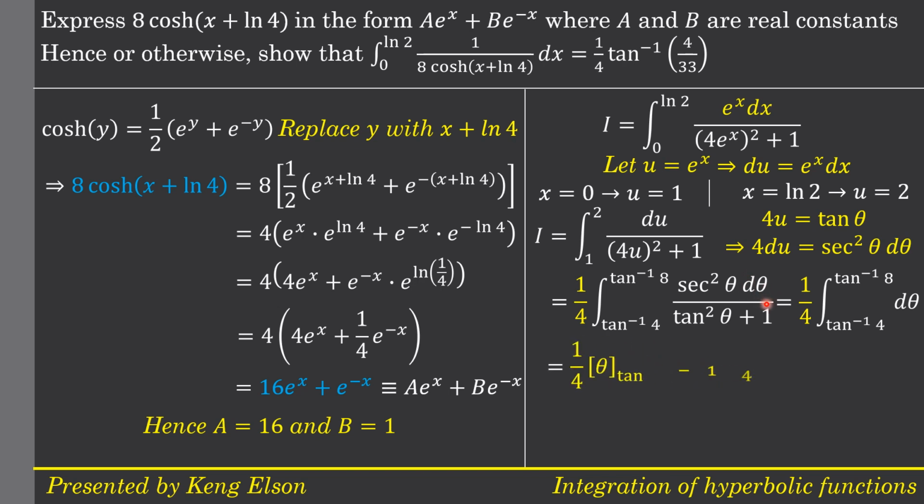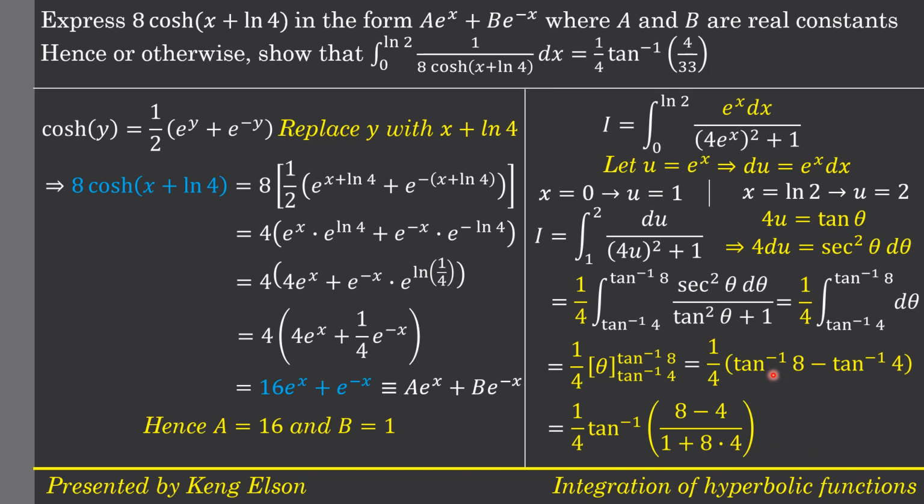Okay, and once we integrate d theta, we get theta. When we fit the limits, we need to take tan inverse of 8 minus tan inverse of 4. But the definition of tan inverse of A minus tan inverse of B is tan inverse of A minus B divided by 1 plus AB. So A is 8 and B is 4. So I need to take tan inverse of 8 minus 4 divided by 1 plus 8 times 4. 8 times 4 is 32 plus 1 is 33. 8 minus 4 is 4. So at the end of the day, the proof comes out perfectly.